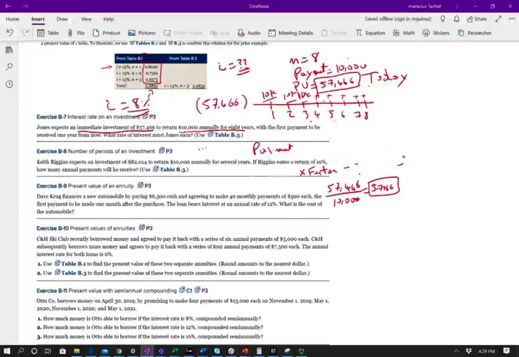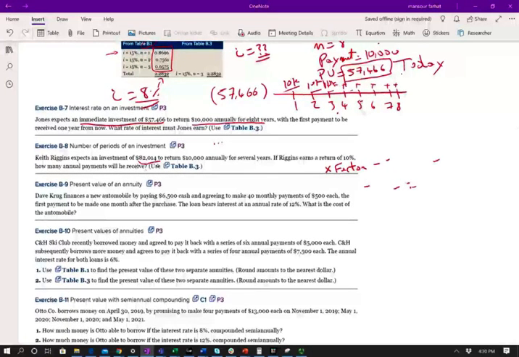Okay, let's take a look at the second example. Keith Riggins expects an investment of $82,014 to return $10,000 for several years. If Riggins earns 10%, how many annual payments? Now we need to know N. What are we looking at here? Here's what we're looking at.